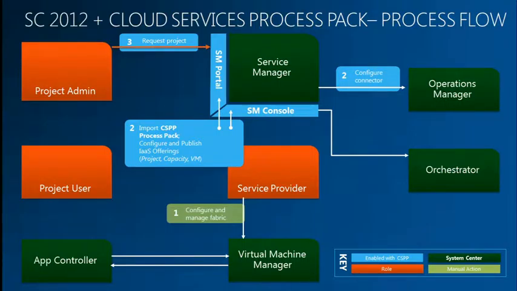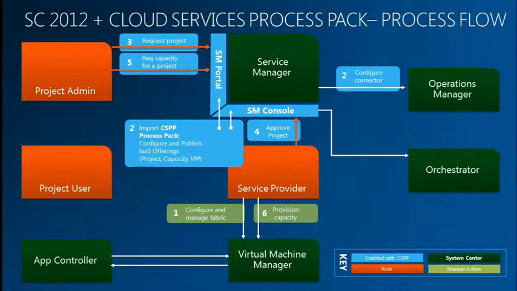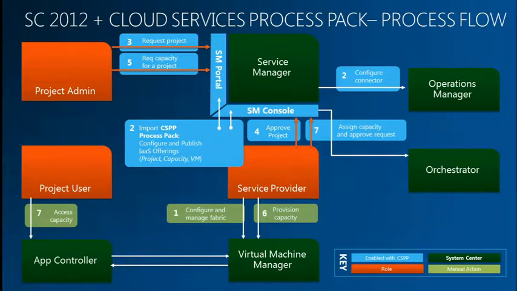Our project administrator requests a new project or creates a new tenant inside of our private cloud. That gets approved. That approval can be either manual or automatic. They then create a request for capacity inside that particular tenant environment, create a new capacity subscription. Again, that provisioning can either be based on approval or happen automatically, your choice. The capacity is assigned, and the user then accesses their cloud capacity through App Controller, or they can also request virtual machines be deployed into that environment.